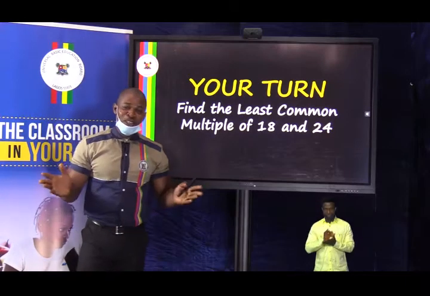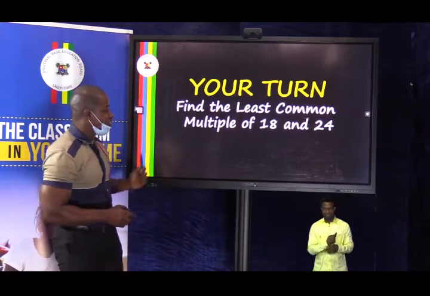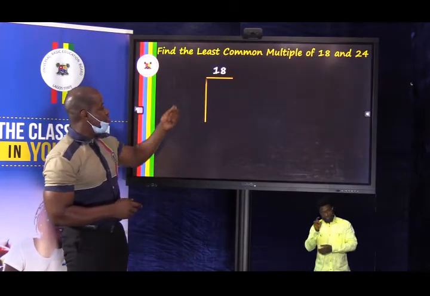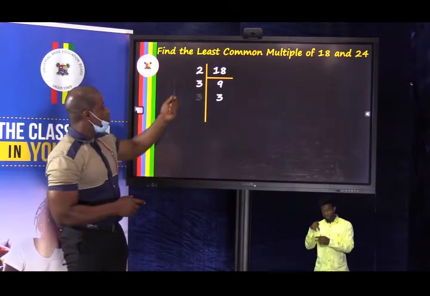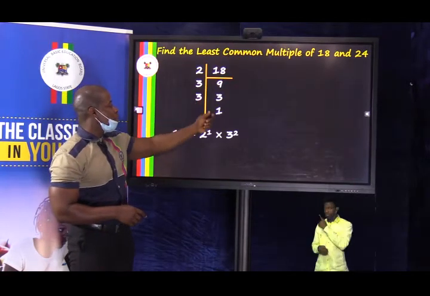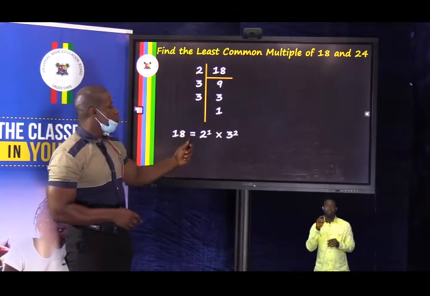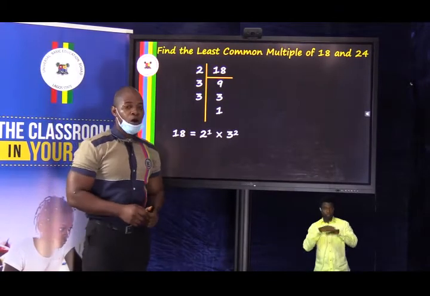Alrighty then, I believe that you are done, and let's see how it's done. Okay, so we write 18, split it up into prime numbers. 2 goes in 18 9 times, 3 goes in 9 3 times, 3 goes in 3 1 time. So we end up with 2 with the power of 1 and 3 with the power of 2.